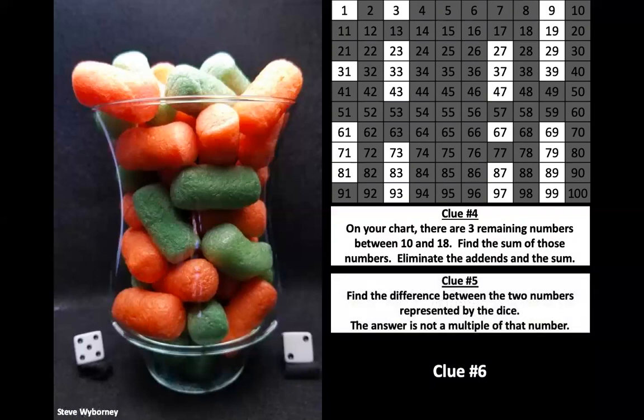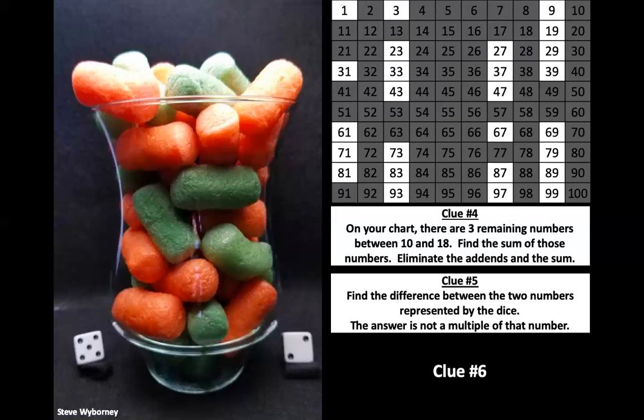Clue number five says, find the difference between the two numbers represented by that dice. The answer is not a multiple of that number. Okay, so let's break this one apart. What does the difference mean? That's right, a difference is the answer to a subtraction problem.